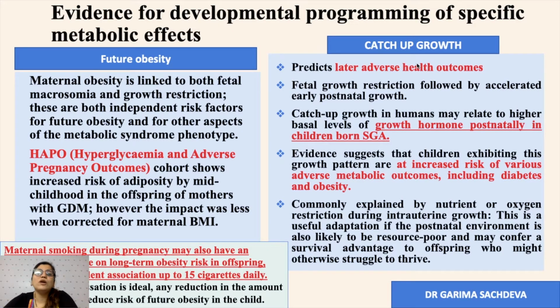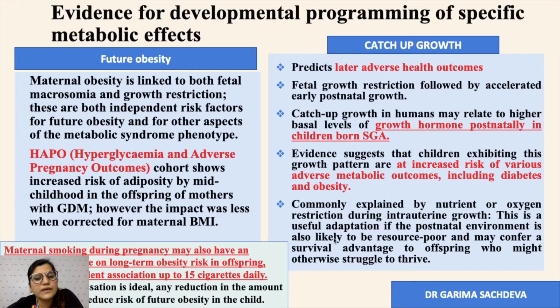Then there is a concept called catch-up growth. So what happens in these babies which are growth restricted in utero? In order to make them adapt to the limited resources, the growth hormone levels increase in them. So later in life, there is catch-up growth in the early postnatal period because of the increase in growth hormones, and it is commonly explained by the nutrient or oxygen restriction during the intrauterine growth.